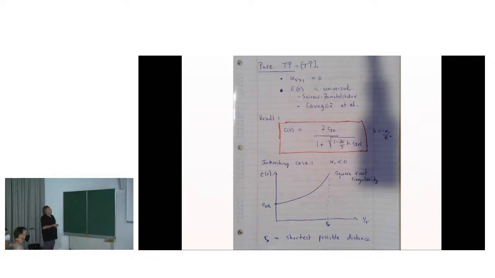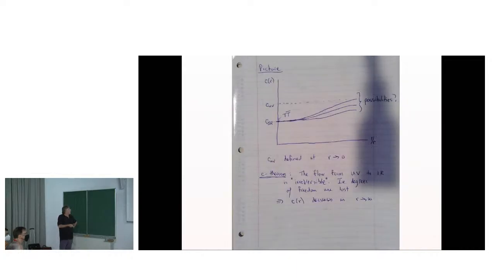You have that one coupling, alpha 1. And the interesting case is alpha 1 negative, so H is positive. Then eventually, if you just plot this as a function of R, you're going to hit a square root singularity. So there's a sort of shortest possible distance. You can't go to the full ultraviolet limit. So this is the kind of picture you have.